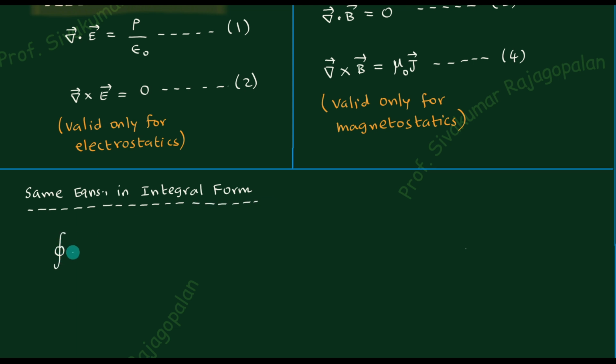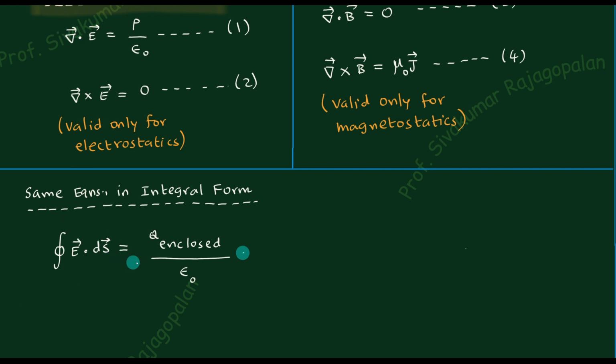So the first equation can be written as the closed integral of E dot ds. That is the Gauss law, which is equal to Q enclosed divided by epsilon naught. For the same equation, we have already seen how this can be written using the Gauss divergence theorem.